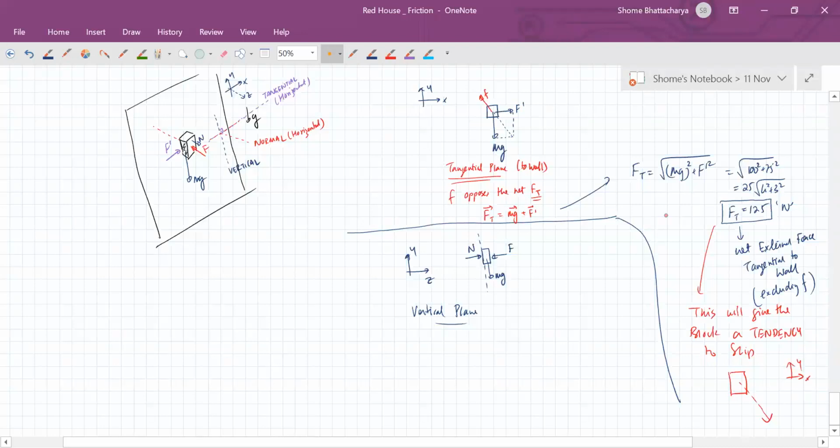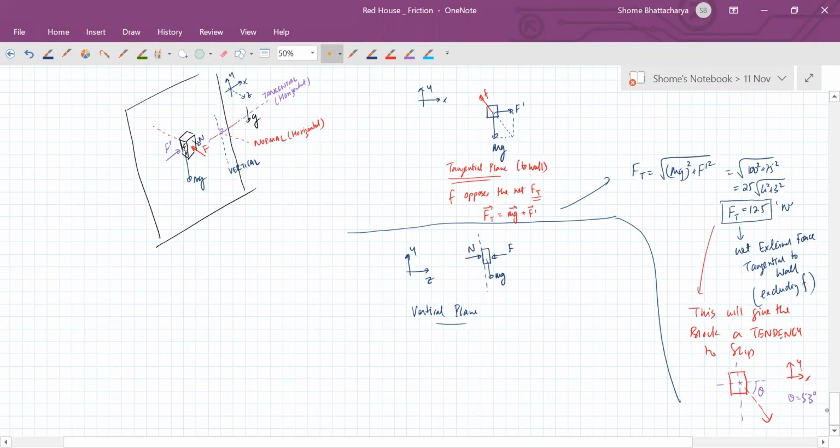Even that angle you can work out, because this angle, suppose it is theta. So this angle will become tan inverse of mg by f prime. So it will become 53 degrees, because mg is 100 and f prime is 75.